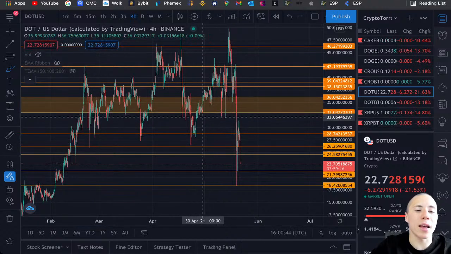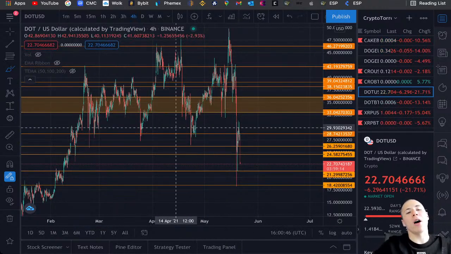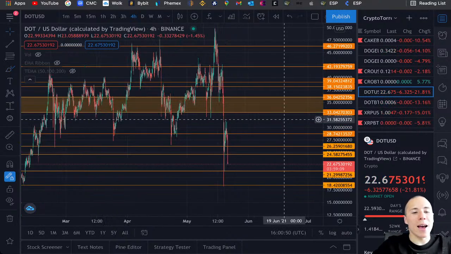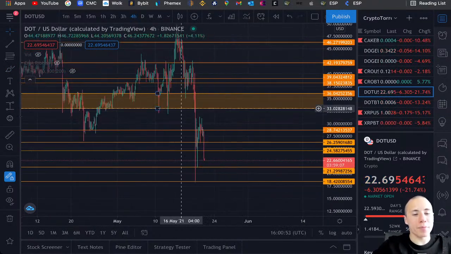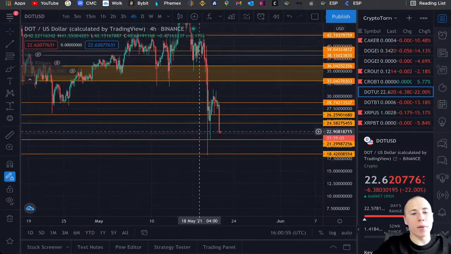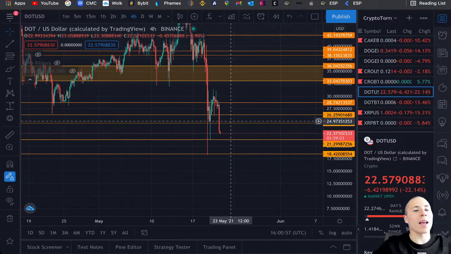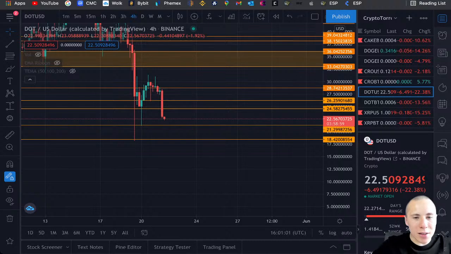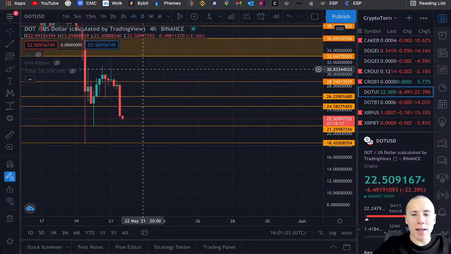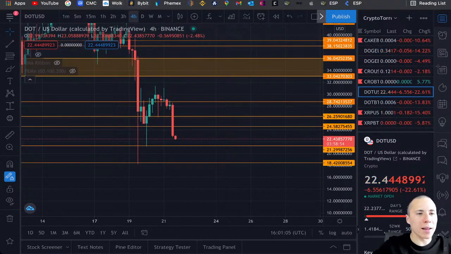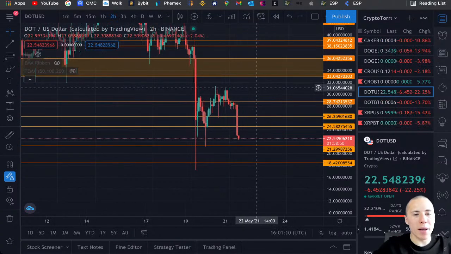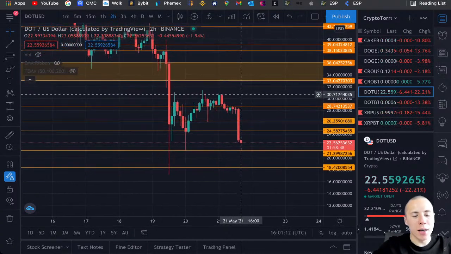So I personally think that this is a major level of support and resistance where we're currently looking, and I am looking forward to Polkadot breaking towards the upside. But what we are seeing right now is this huge candle towards the downside being created, and that is what I would like to zoom in on and take a look at the 2-hourly chart to see what is happening right now on the Polkadot chart.